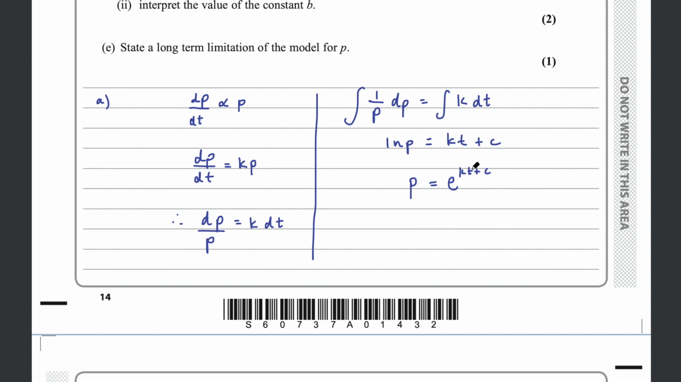If you're adding two indices, another way of writing it is P equals e to the power of c multiplied by e to the power of kt. And c is a constant and e is just a number. So a number to the power of a constant is some other constant. So we can replace this e to the power of c with a letter representing a constant. In the question they've used a, so we can use a. Therefore P equals a e to the kt.